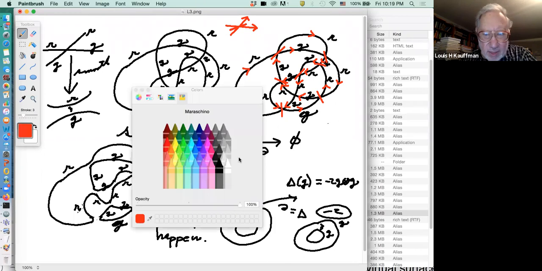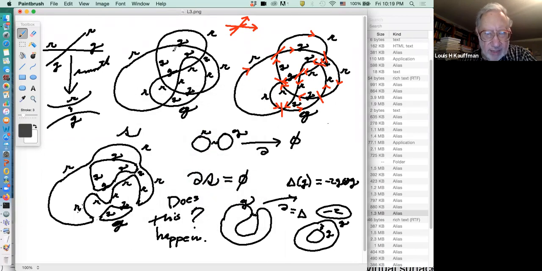And back over here, let's draw the smoothings that we were using to get to here, keeping the colors correctly oriented with one another. You see what happened? They're the same. The color smoothings are equal to the Seifert smoothings.